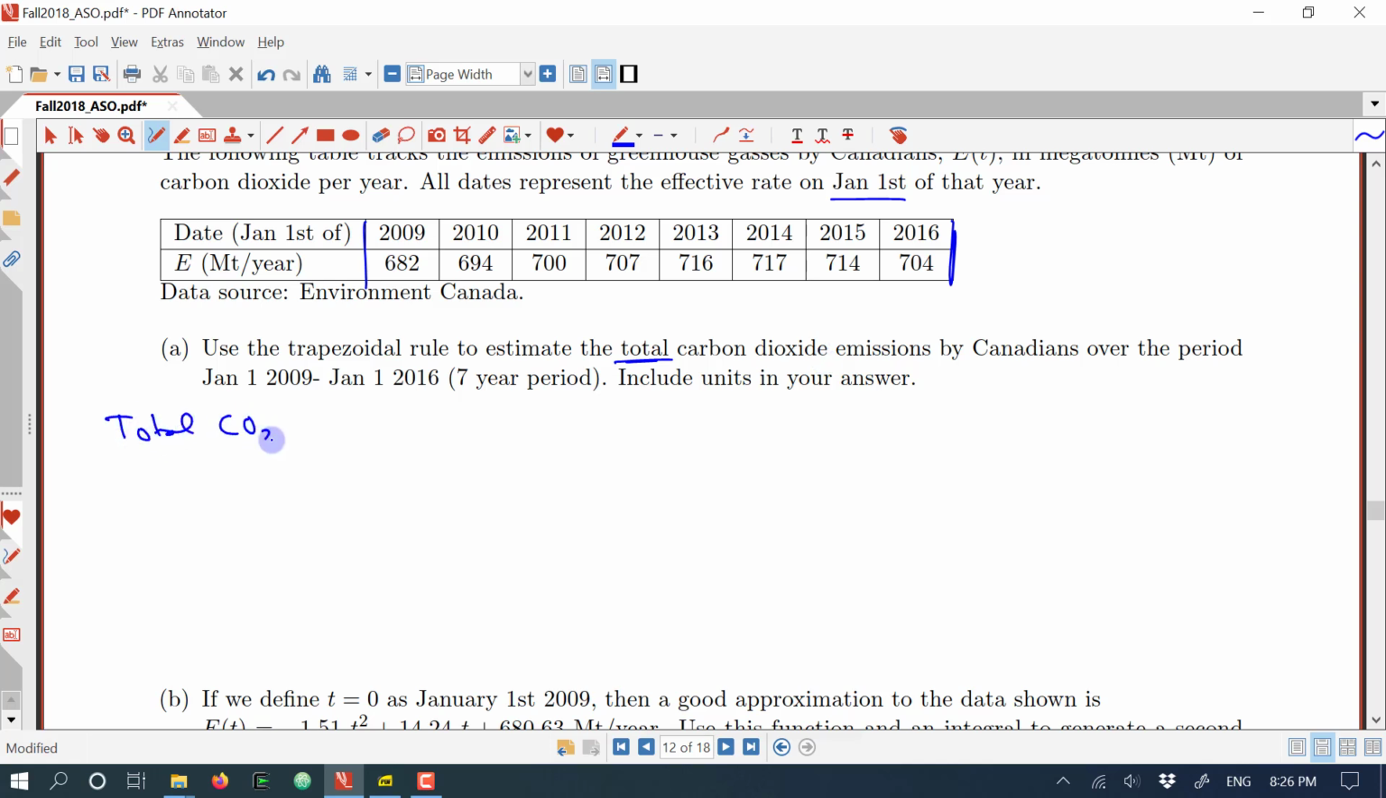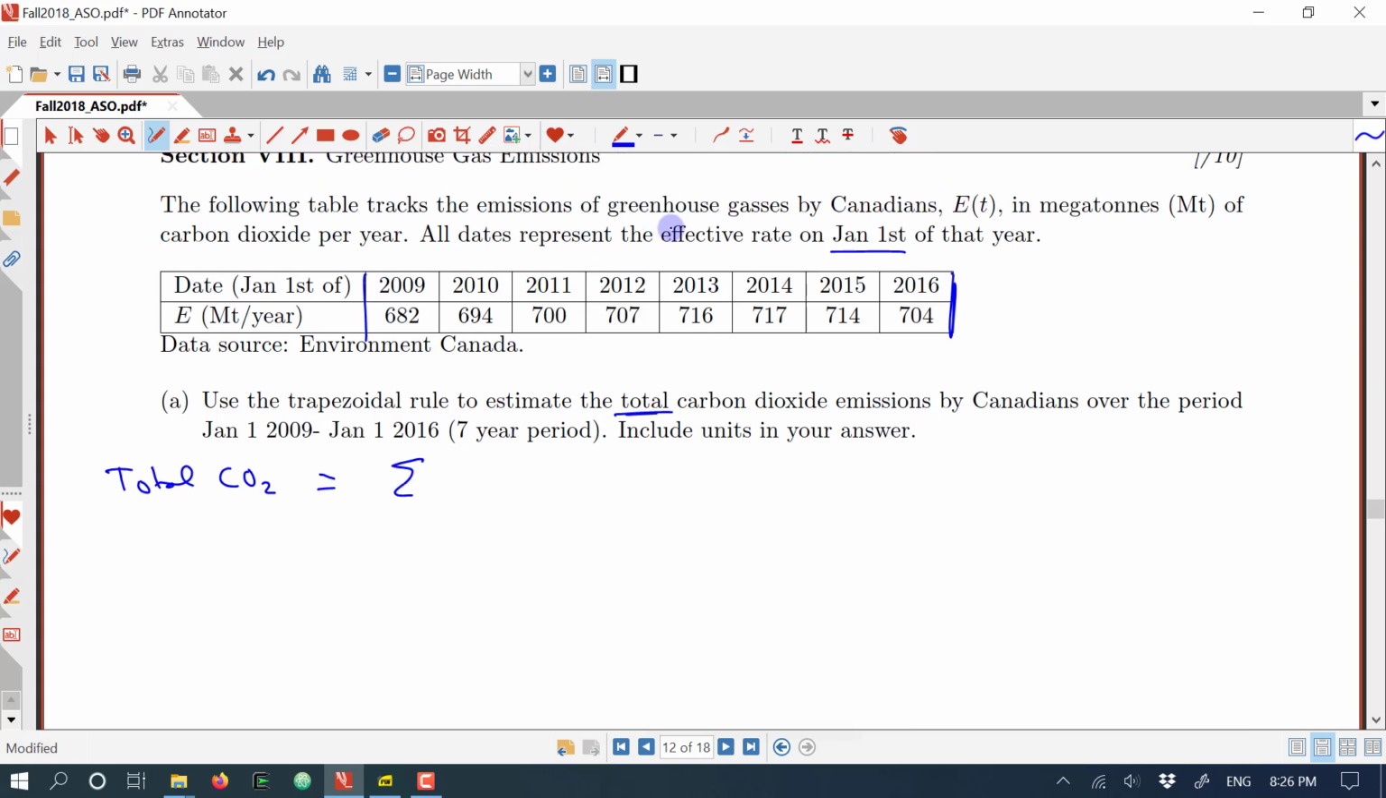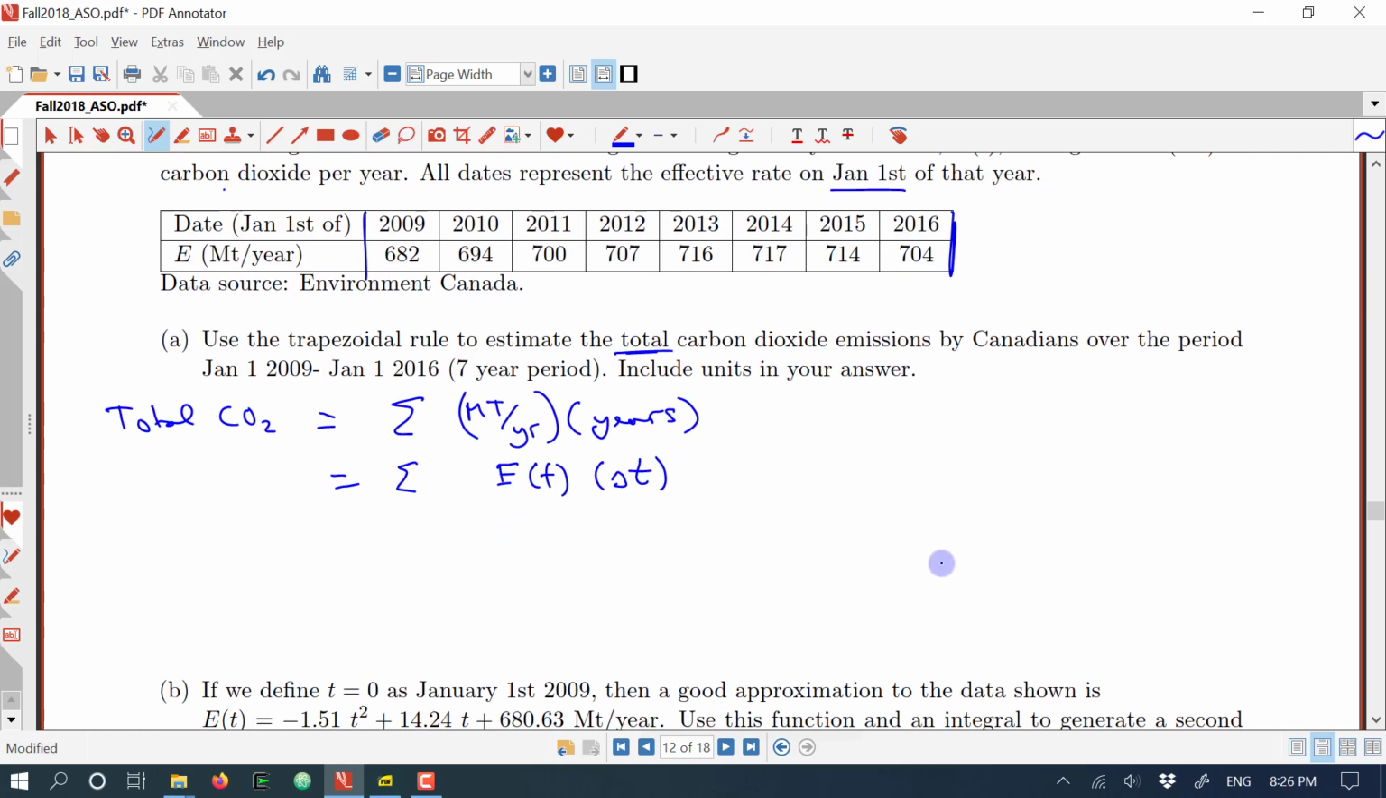So total CO2 is going to be something we obtain by adding up the rate in megatons per year times years. Or if you like, in the symbols of this question, it's E of t times delta t. Now in this particular case, all of these intervals happen to be exactly 1 year, which is convenient, and the megatons per year works out perfectly.